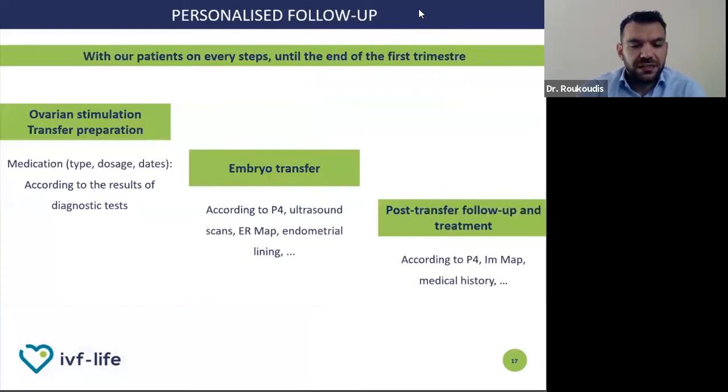So, regarding the personalized follow-up with our patients at every step until the end of the first trimester, in the stage of ovarian stimulation and transfer preparation, the medication type, dosage, all of them will be personalized according to the results of the diagnostic test cycles before. During the embryo transfer, we always check your progesterone level. Is your progesterone too high? Maybe we'll postpone the transfer.